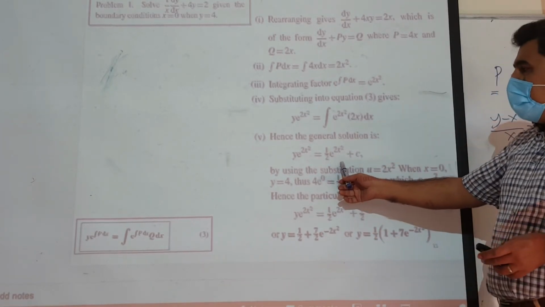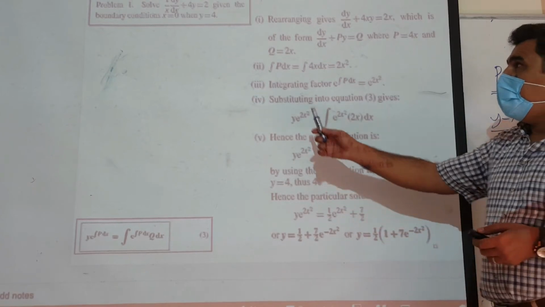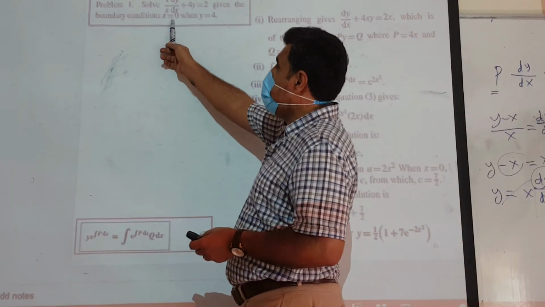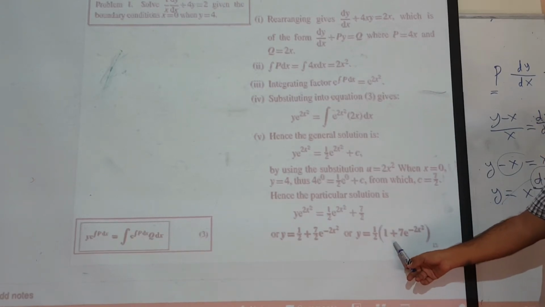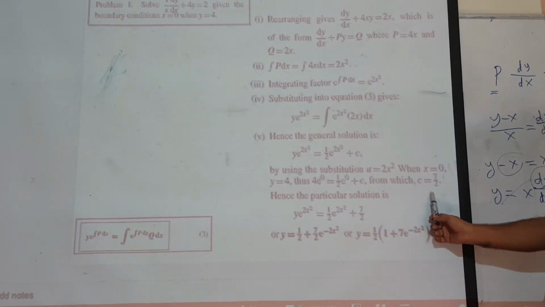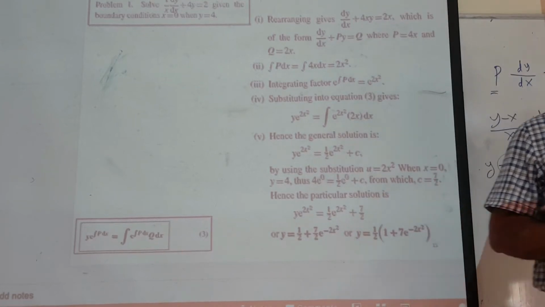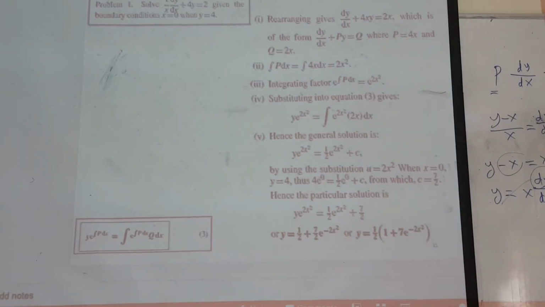Then this will be the general solution. We were given the boundary condition. We can have the particular solution after finding the value of C. Okay?